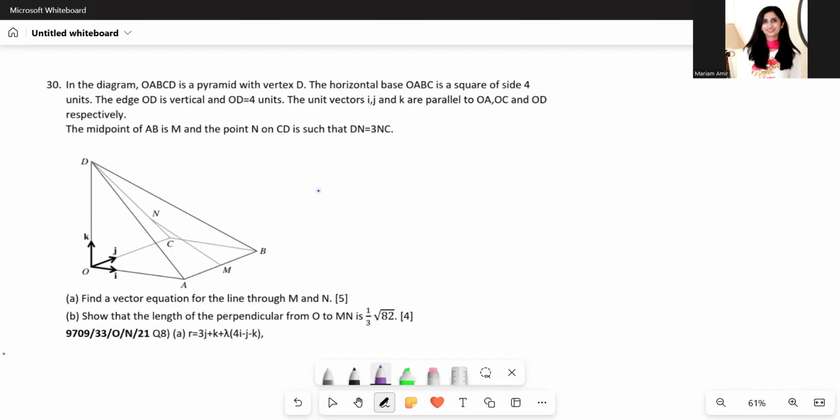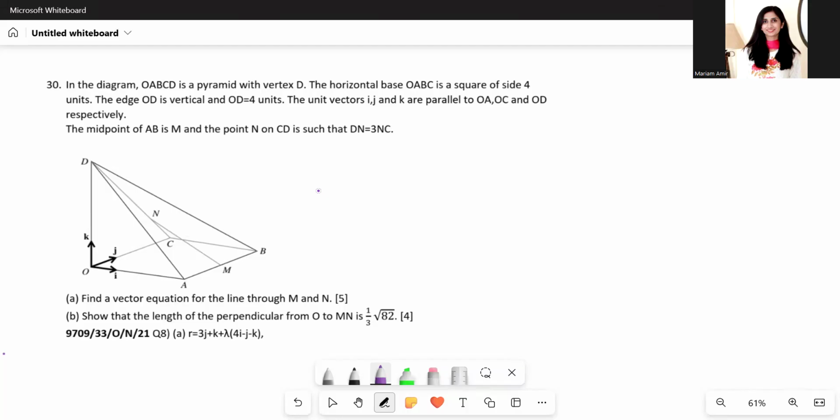In the diagram, OABCD is a pyramid with vertex D. The horizontal base OABC is a square of side 4 units. The edge OD is vertical and OD equals 4 units. The unit vectors i, j, k are parallel to OA, OC, and OD respectively.